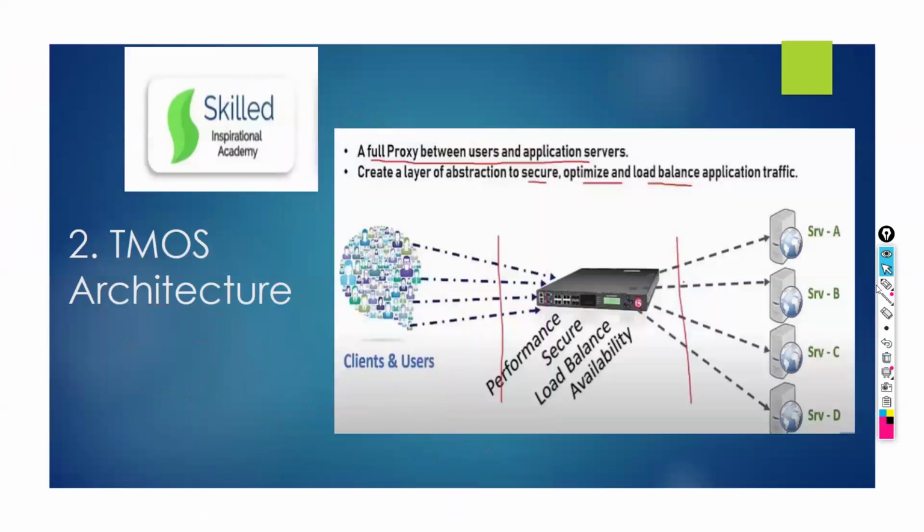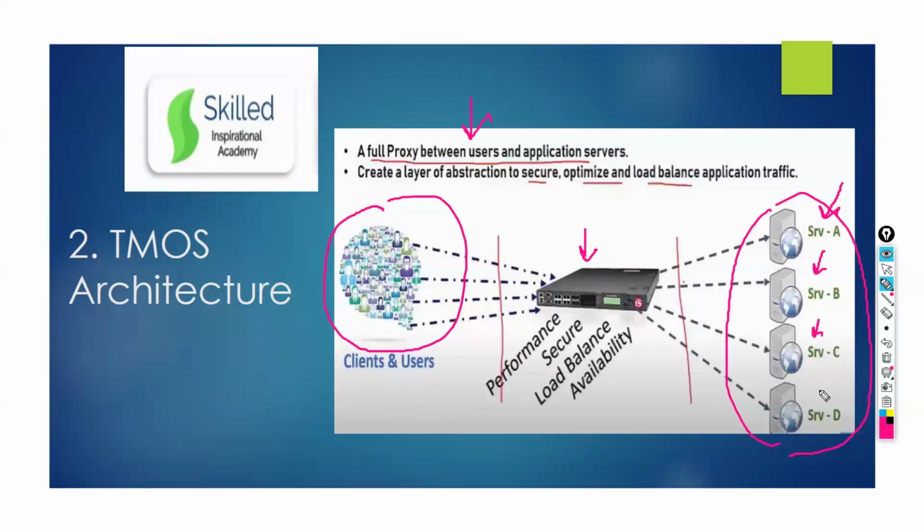And this is how your TMOS architecture is. There will be a full proxy device coming between your user that is sitting on the internet and your servers that is used for load balancing. Your application sianets.com will be hosted here also, here also, here also, and here also. So it will give you security, availability, performance, and load balancing features. It will help you to secure your application, optimize, and load balance.